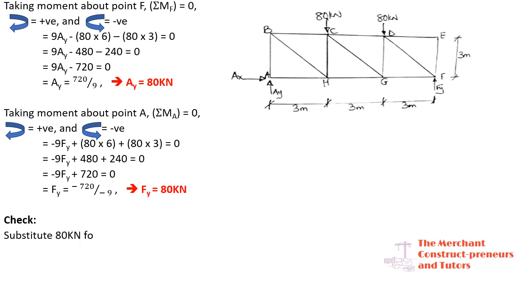You have to do a little check. Substitute the values of AY and FY in the equation that we derived first, and this is the equation AY plus FY equals 160.